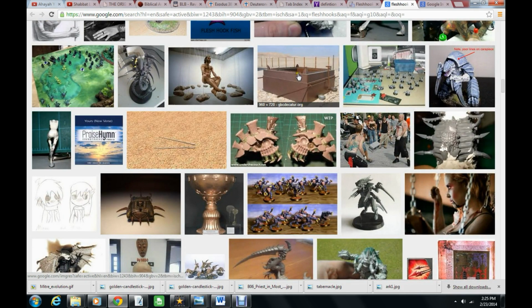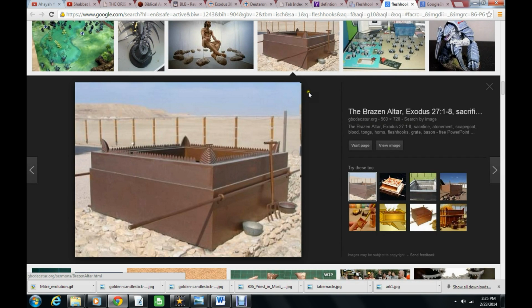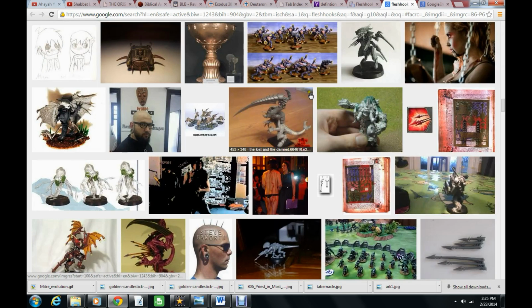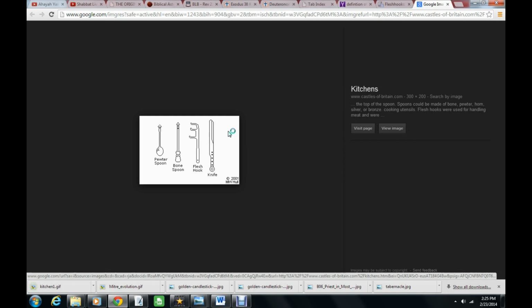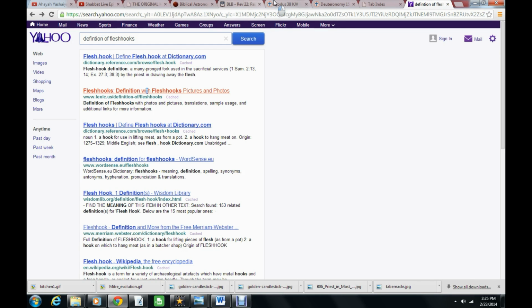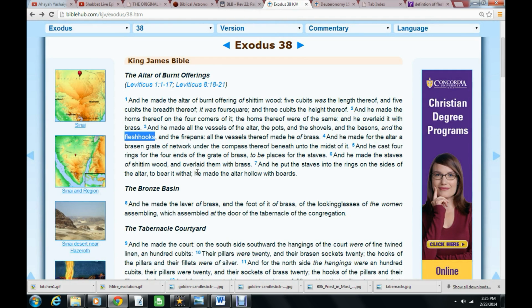There goes the tabernacle right there. Cool. It's a different type of one, but there goes the shovel, the basins, the horns on the four corners. Hold on 1 second. Alright, let's get out of this section because it's showing some crazy stuff. For this right here, I can save. So we'll go ahead and save that. So that's to hold the meat up above the altar and stuff. And the fire pans. All the vessels thereof made he of brass.